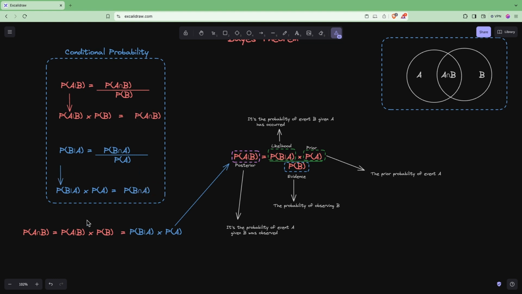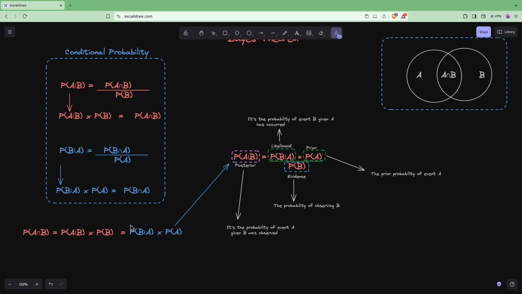So what we did is we created the equation, and we concluded that this will be equal to this, because this is equal to this. So here what we have is that the probability of A intersection B equals the probability of A given that B has already occurred, times the probability of B. This is nothing but the first type of conditional probability we can make from these two events.